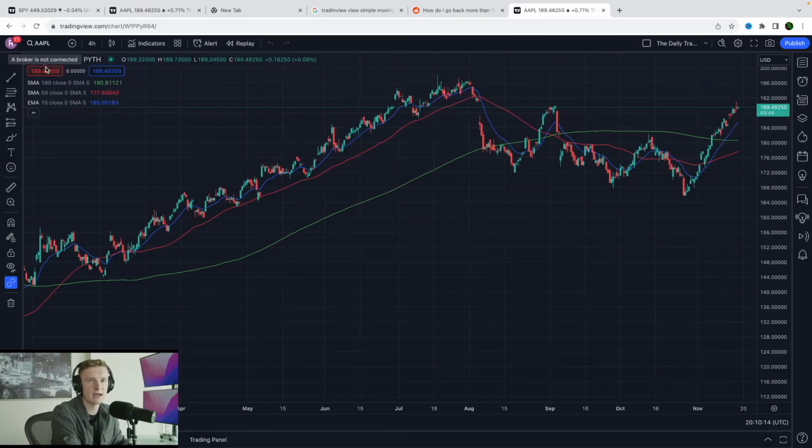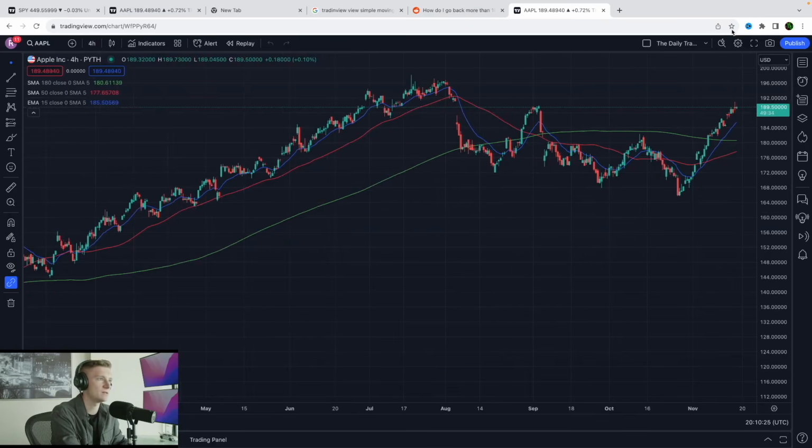Whatever stock you want to look at, again, we want to make sure we have our 2 SMAs, the 180-day, which is green, the 50-day SMA, which is red, and then the 15-day EMA, which is blue. We're on the 4-hour time frame, and we are all set.